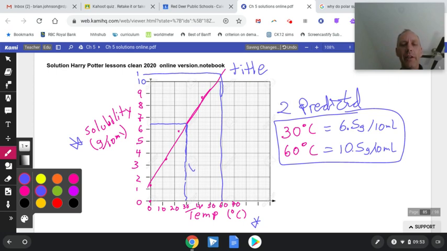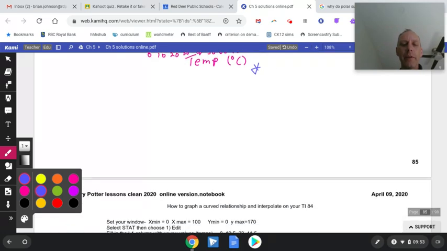Yours will be neater than mine because you don't have to write on a really slow digital screen like I do. So that's your assignment. Create the graph, do the 2 predicted solubilities at those 2 temperatures. Make sure it's neat. Send the image in to me. I'll put this out as an assignment in Google Classroom for you. And then there are some questions to do as well.